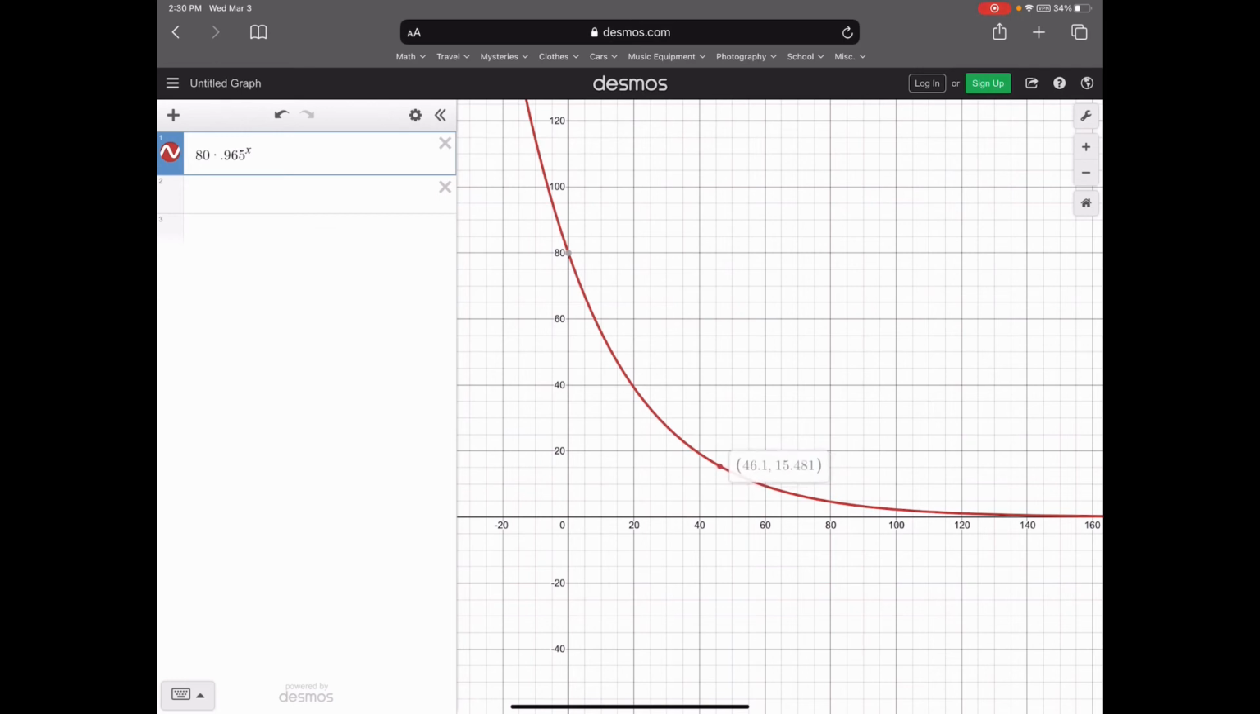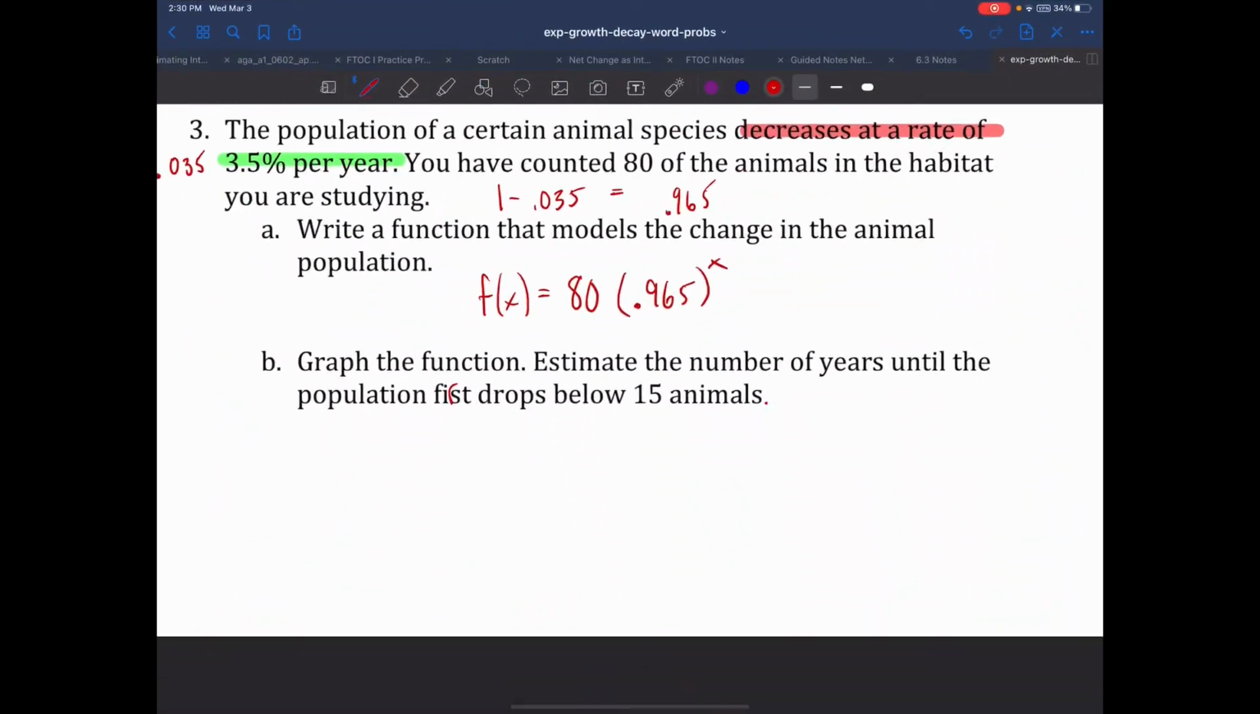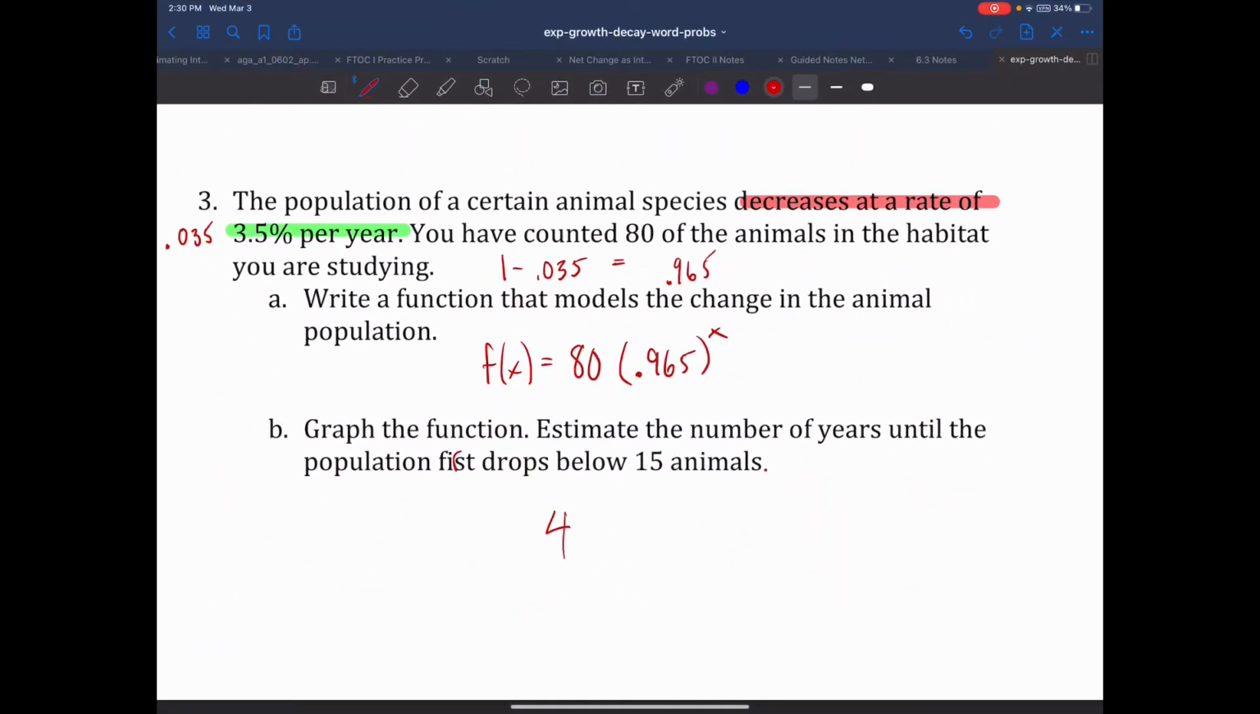And it looks like it's somewhere, it's 15 there, and so somewhere in there. So somewhere around 47. So this would be at 47 years. So 47 years later.